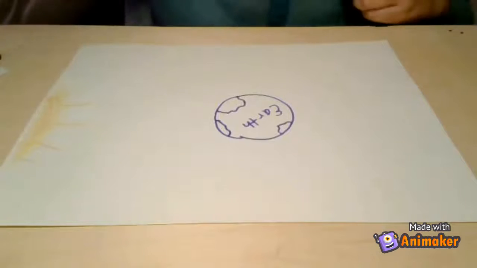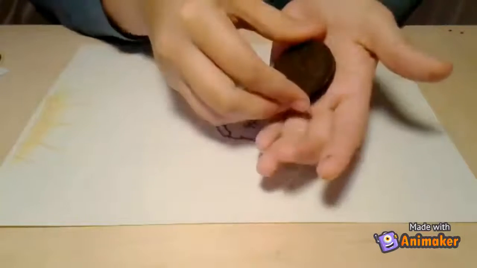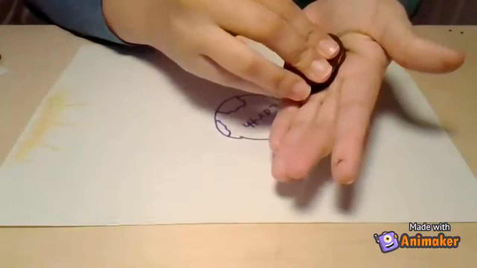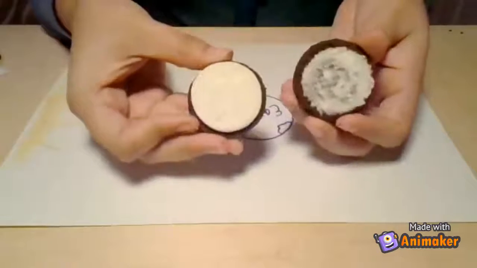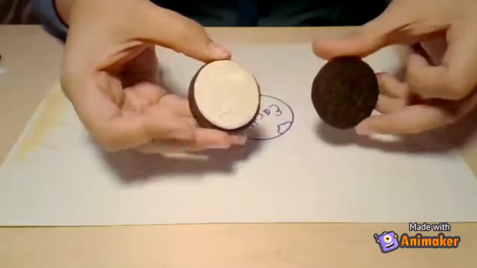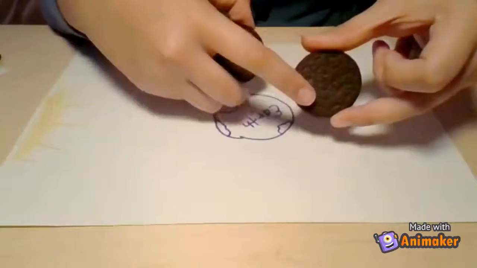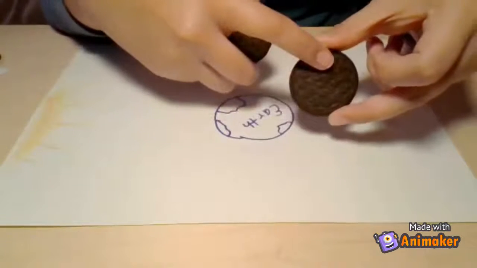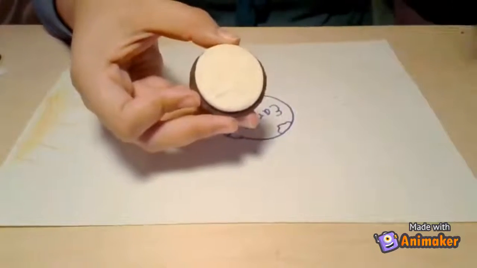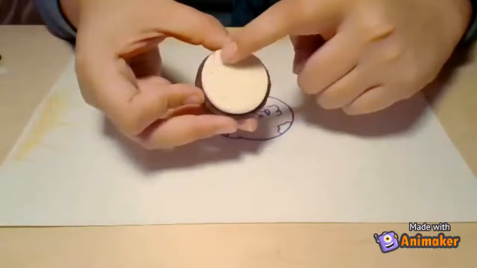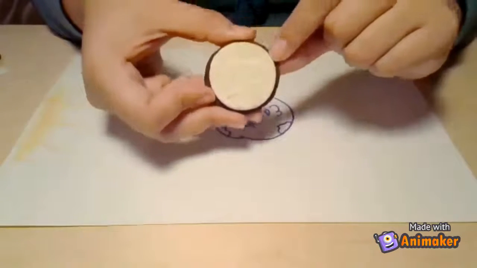Okay, go ahead and grab your Oreos and begin to separate them. The best way to separate them is to hold them in your palm and twist, twist, twist, and you should be able to separate them. We will be using the Oreo as the moon. This will be representative of a new moon, and this side with the frosting is going to be the parts of the moon that are illuminated by the sun. So this would be a full moon.